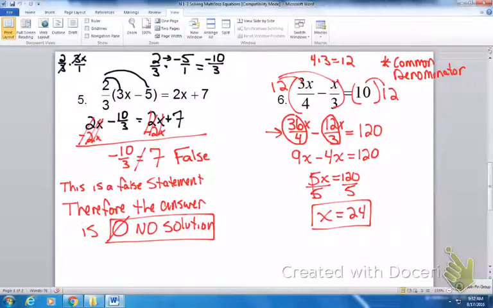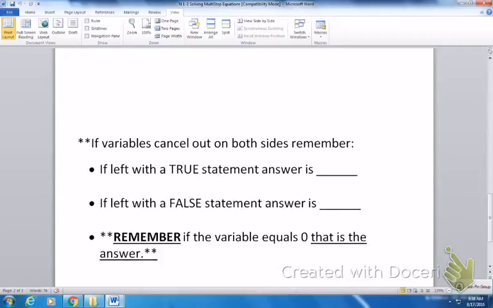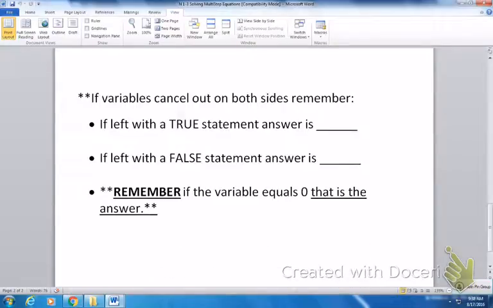Now we're just going to sum a couple of things up here at the end. This is for those true and false statements, so if you're getting confused, remember first that you can get fractions for answers. Remember second that your variables can cancel out and leave you numbers that equal each other or don't. If that happens, just look at this little table at the end.